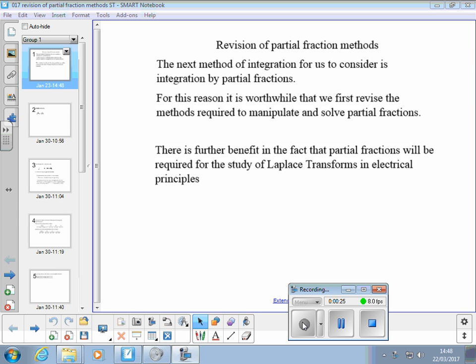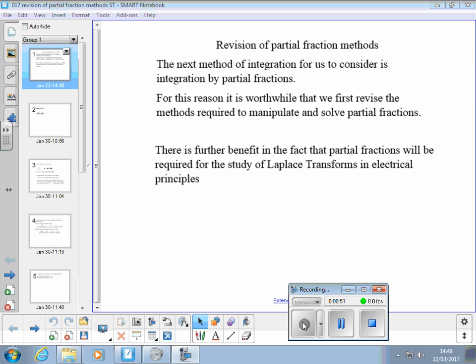There's further benefit in the fact that we'll be revisiting partial fractions again next year when we do electrical principles, because we'll need to do that for some of the work when we study Laplace transforms. So we'll need the algebraic technique again next year. I'll probably have to refresh it again then, but at least we'll have touched on it this year.